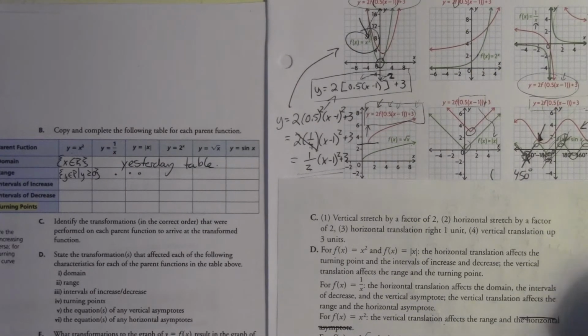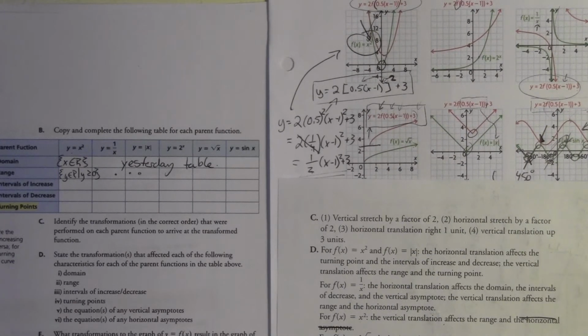For y equals sine x, the horizontal translation affects the intervals of increase and decrease. They all move now. All the intervals of increase and decrease are changing. It changes where the turning points are. Basically changes everything. Affects the range. Everything. Okay? Any questions about how the transformations are affecting these characteristics of the graph? I think that's pretty self-explanatory.